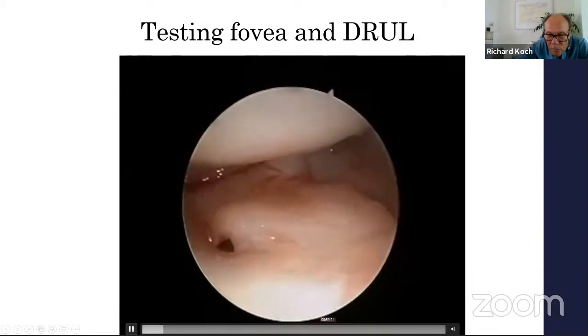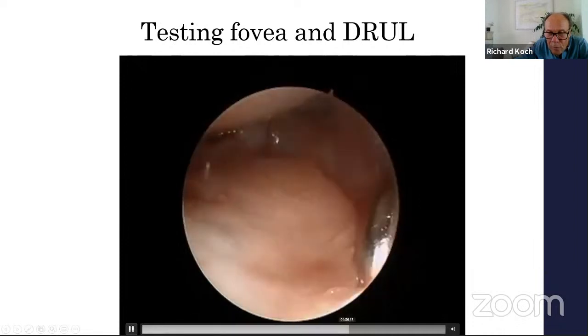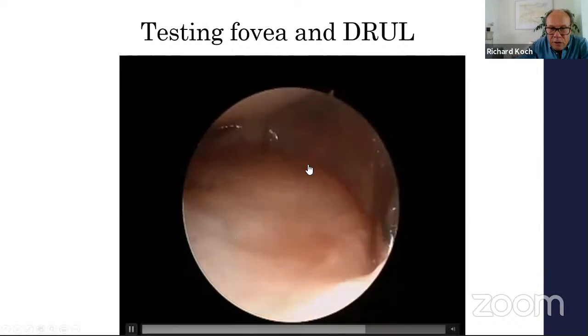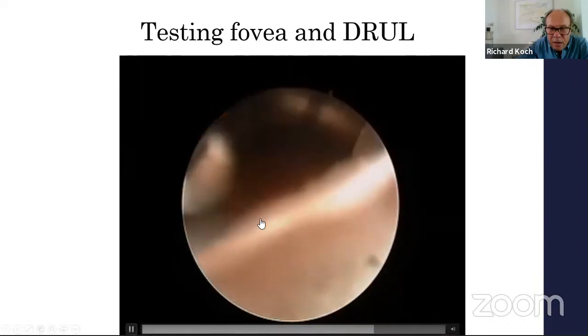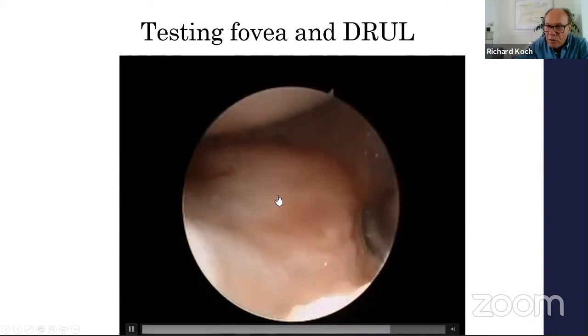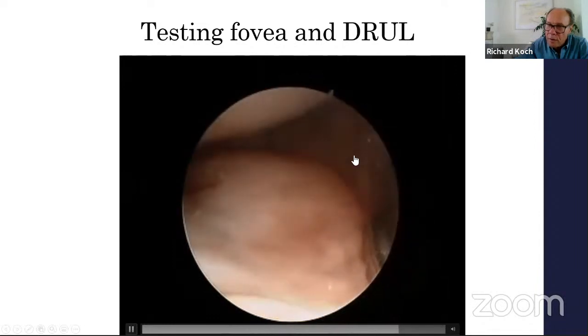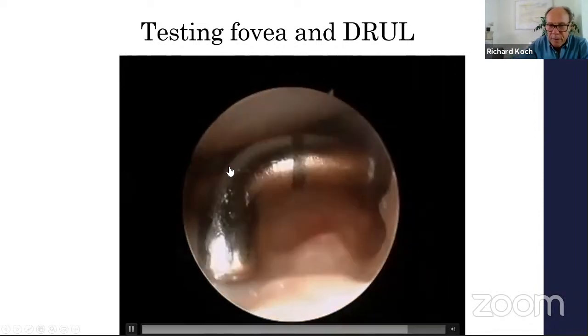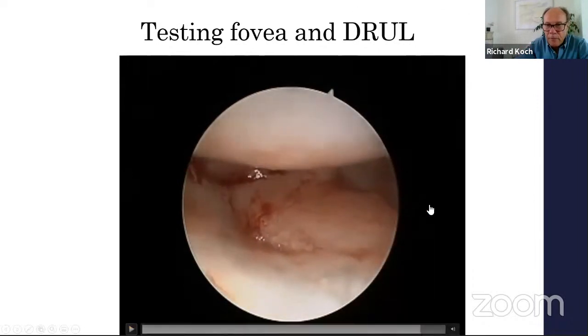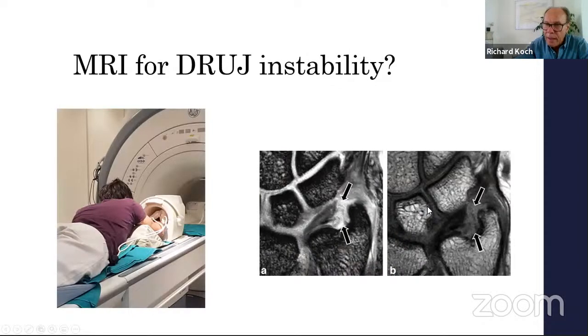So we did the vertical testing, but we can also pull from volar to dorsal, and here you can see that the tension is increased on the TFC. That is a sign that there's something with the drill, the DRUL, in connecting with the tissues around the ulnar head. So in this case, we would certainly do a reconstruction of the fovea and reefing of the drill, as is projected in the article in the wrist.